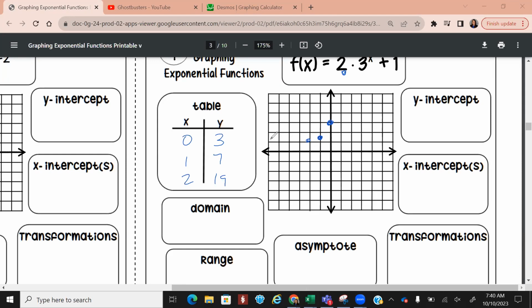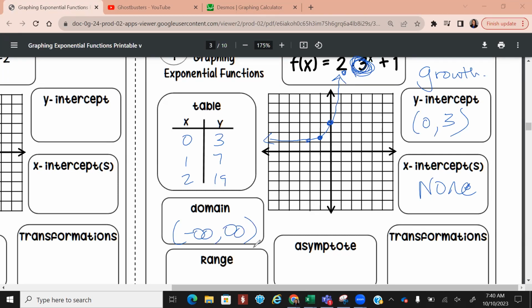Okay. Is this growth or is this decay? Growth, how do we know? Because it's growing, or we can look at this number and it's bigger than 1. You need to be able to do it with an equation or with a graph. What's our y-intercept? So 0, 3. Do we have an x-intercept? No. What's our domain for all exponential functions? Okay, what's our range?